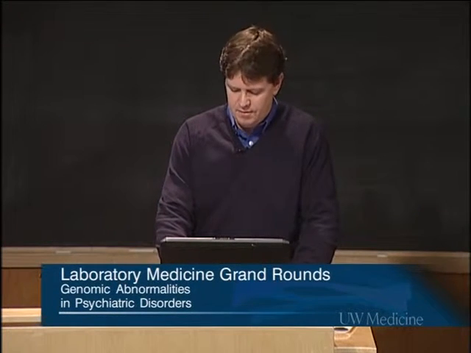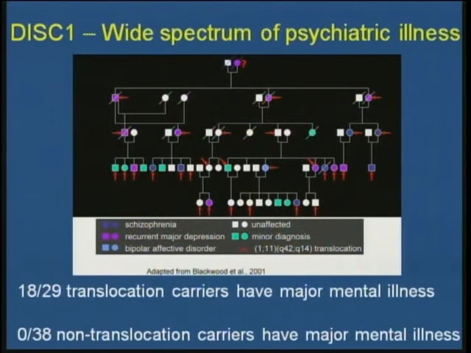This is a pedigree of the family with the translocation. You can see it's a 5-generation pedigree now. People that have inherited the translocation in a dominant manner have the red arrow. And as of 2001, there are 7 individuals diagnosed with schizophrenia, 10 with recurrent major depression, and 1 with bipolar affective disorder. So of the translocation carriers, the 29 carriers, 18 of those have a major mental illness.